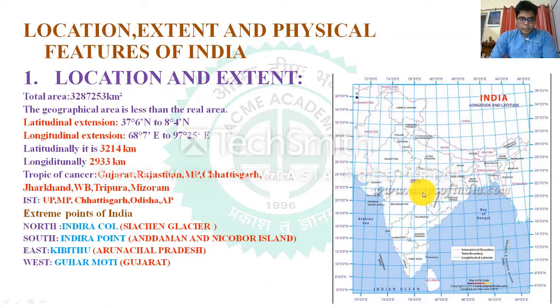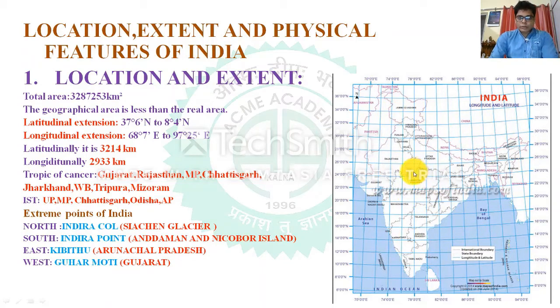If a person moves from Kashmir to Kanyakumari, how much distance will he or she have to cover? Only 3214 kilometer latitudinally, and longitudinally, from Gujarat to Arunachal Pradesh, it is 2399 kilometer. So these are the basic things we have to know about India.